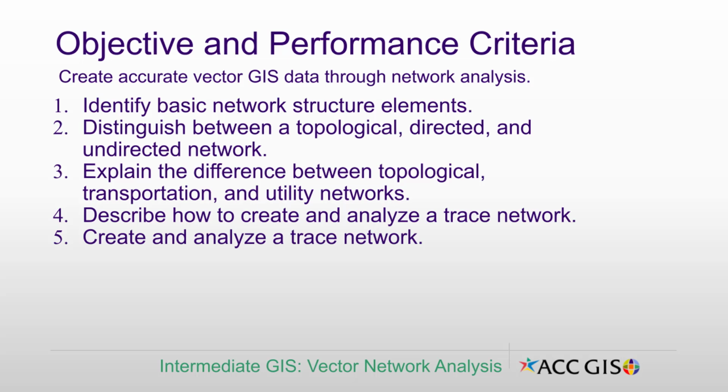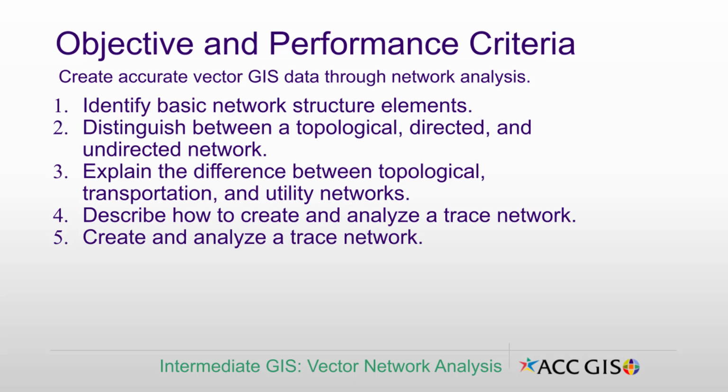All right. So once you've completed the lecture demonstration, the project, and the quiz, you should be able to identify the basic network structure elements, including edges, junctions, and connections. Distinguish between topological, directed, and undirected networks. A topological network models connections between features. Undirected networks model connections between features that flow in both directions. And directed networks model connections between features that flow in one direction.